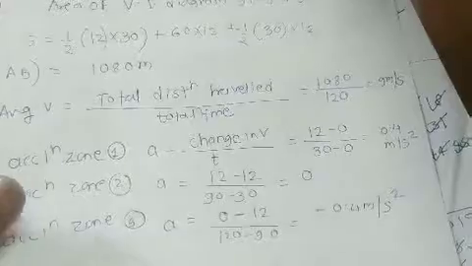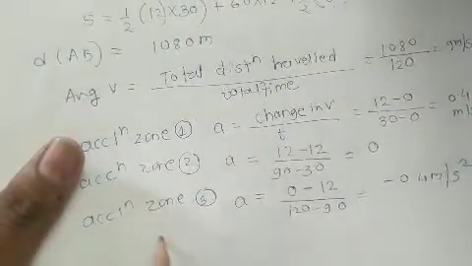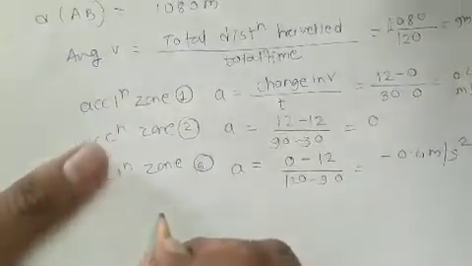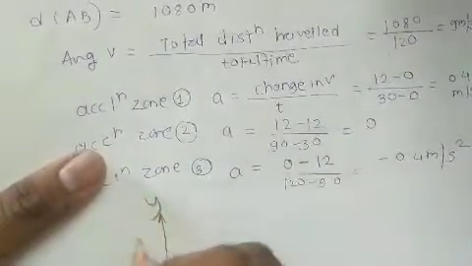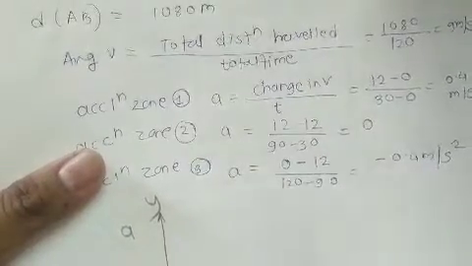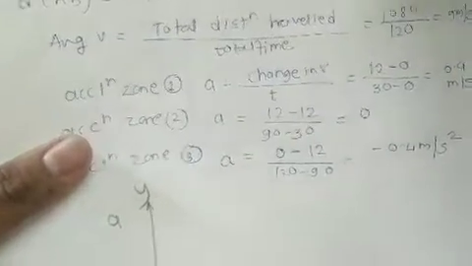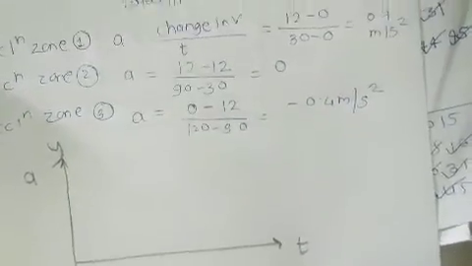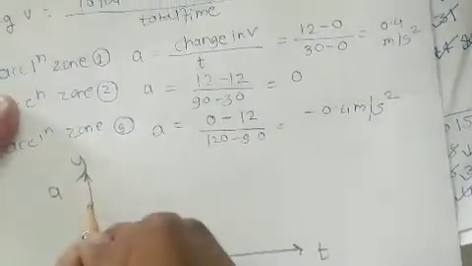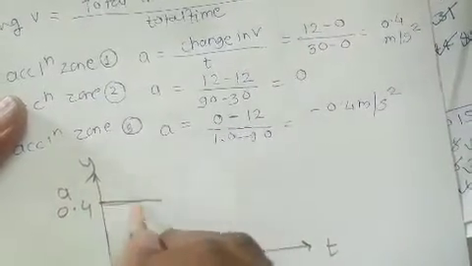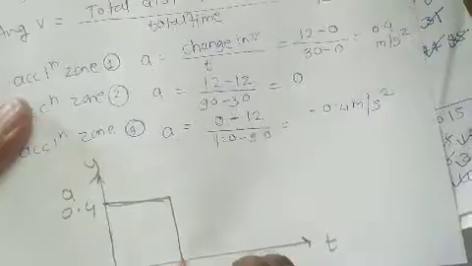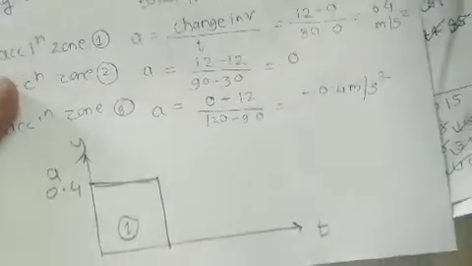Now we'll plot the AT curve. For that we'll take acceleration on the y-axis, and on the x-axis we'll take time. So for zone 1, acceleration was plus 0.4, so we will plot that. This is for zone 1.